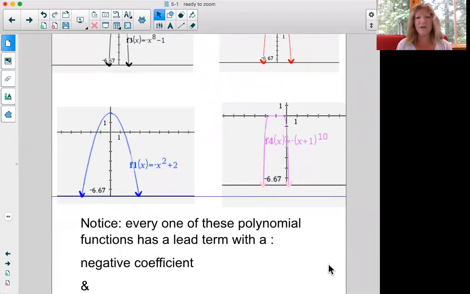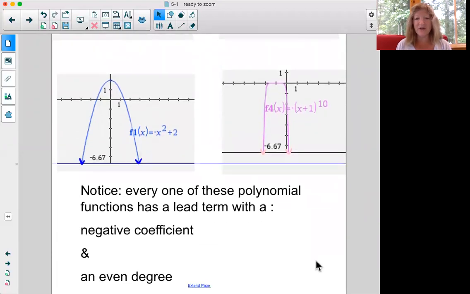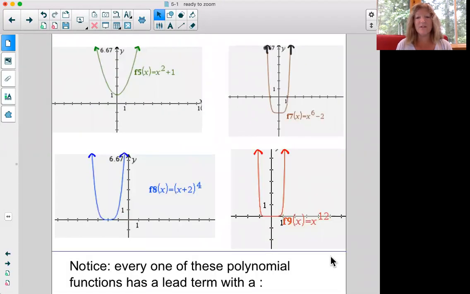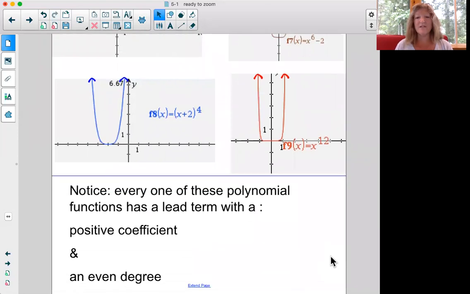So notice every one of these polynomial functions has a negative coefficient on its leading term and an even degree on its leading term. So the end behavior is down, down. Notice here, on every single one of these polynomial functions, there's a positive coefficient on the leading term. The sign is positive out front, but the degree is even on that leading term. And whenever the degree is even, the ends will be even with each other, but the coefficient's positive, so they end up, up.